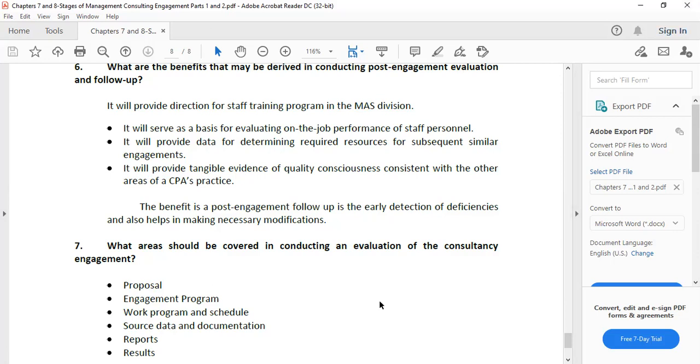So these are the 7 important questions that we have for part 2 of management consulting engagement.